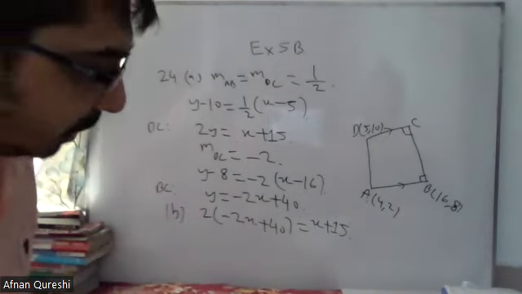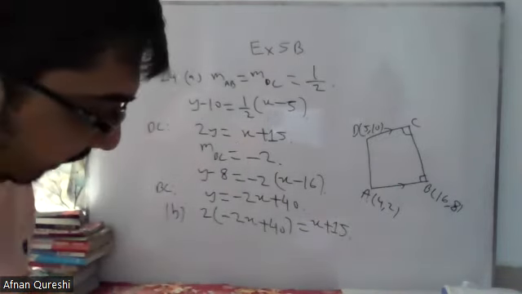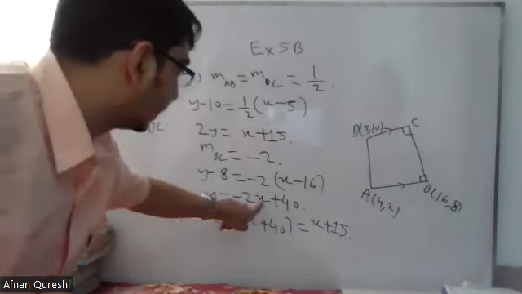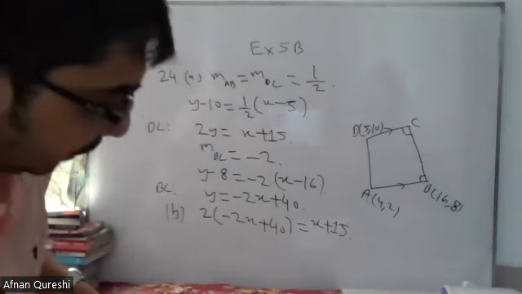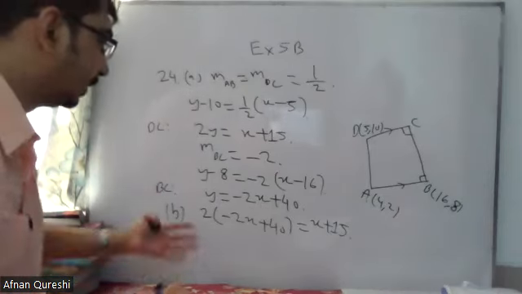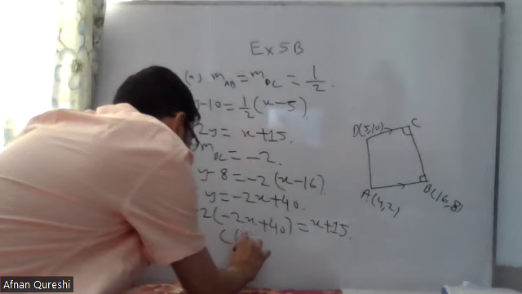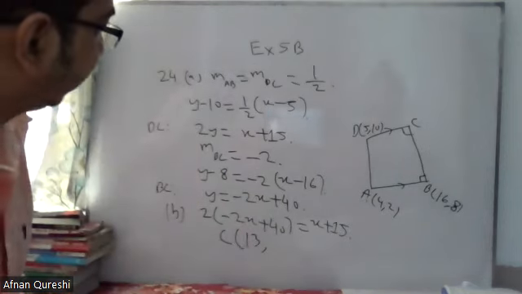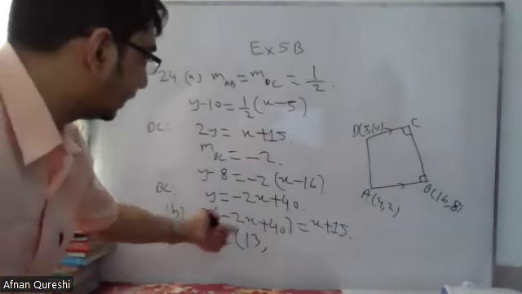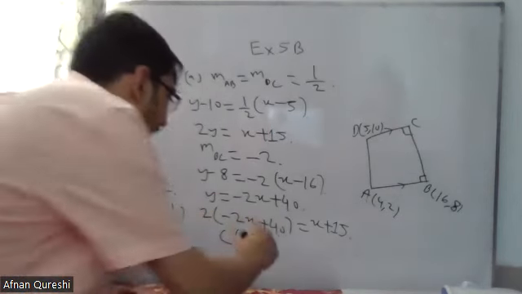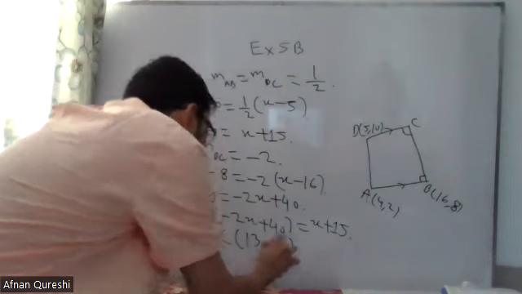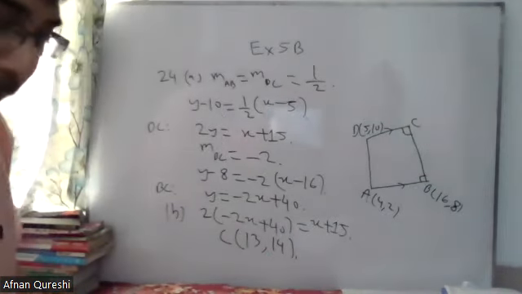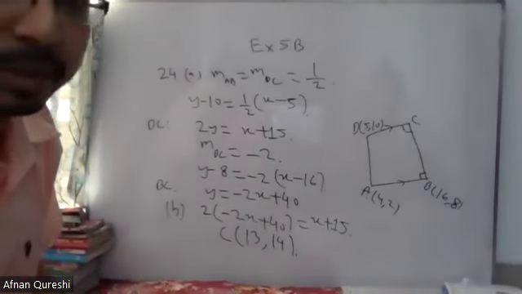If I solve it, I'll get the coordinates of C. I get the x coordinate, then I can insert it here to find the y coordinate also. This is quite easy. You get the x coordinate as 13, and if you insert the x coordinate over here, you get the y coordinate as 14. So this is the coordinates of C. Part A and B of 24 is done.